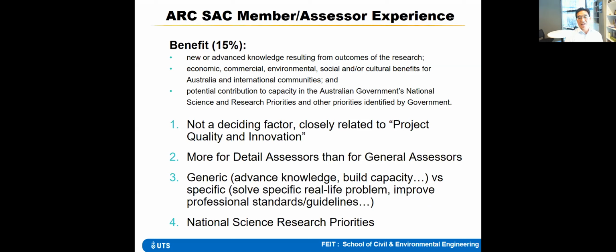Of course, if you can articulate a good story about national science research priorities, you should do it. And this is for ARC papers. It's not necessary for assessors. The national science research priorities are so general that you can always find a way to link to them, especially from FEIT, engineering and IT. I think we don't have much difficulty there.